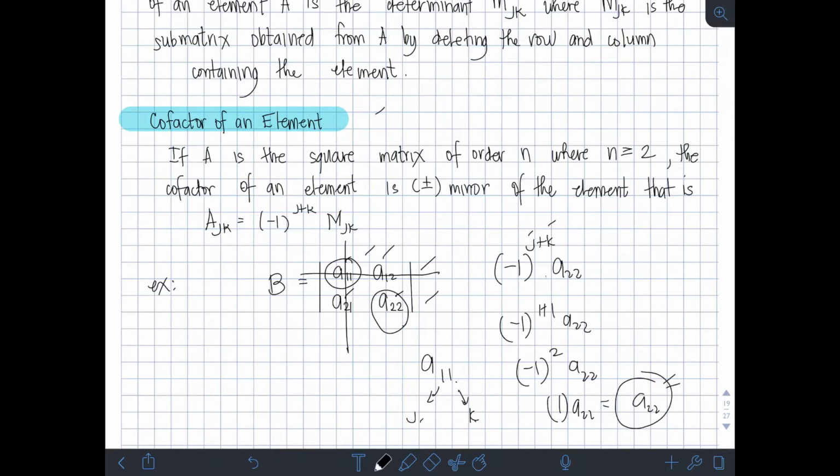So, kung mapapansin nyo, yung cofactor, pwede siyang maging value niya is plus or minus nung ating minor nung same element. Kasi nga, di ba, meron tayong negative 1 na nakamultiply raised to j plus k. So, kapag even yung sum ng j plus k natin, i-multiply lang natin sa positive 1 yung nakuha nating minor nung kino-consider na element. At kung odd naman yung sum ng j plus k natin, i-multiply lang natin sa negative 1 yung minor ng kino-consider nating element para makuha natin yung cofactor nung same element.